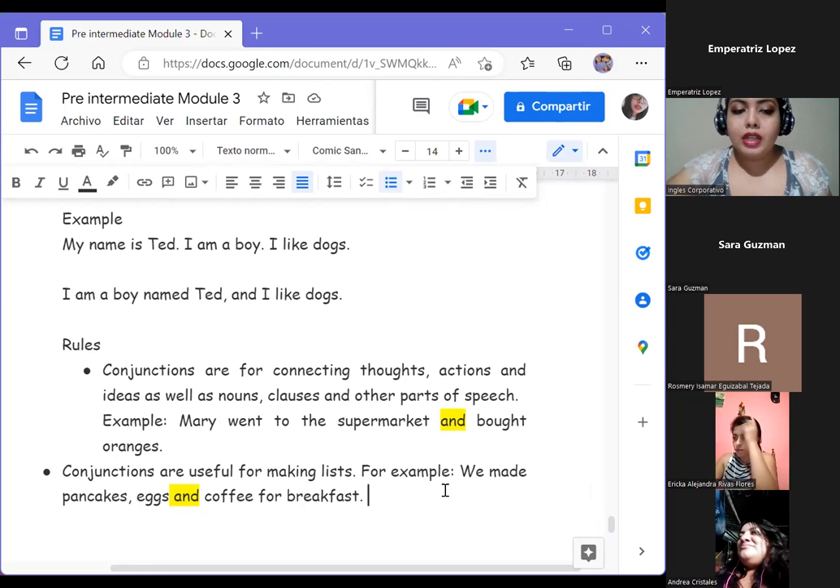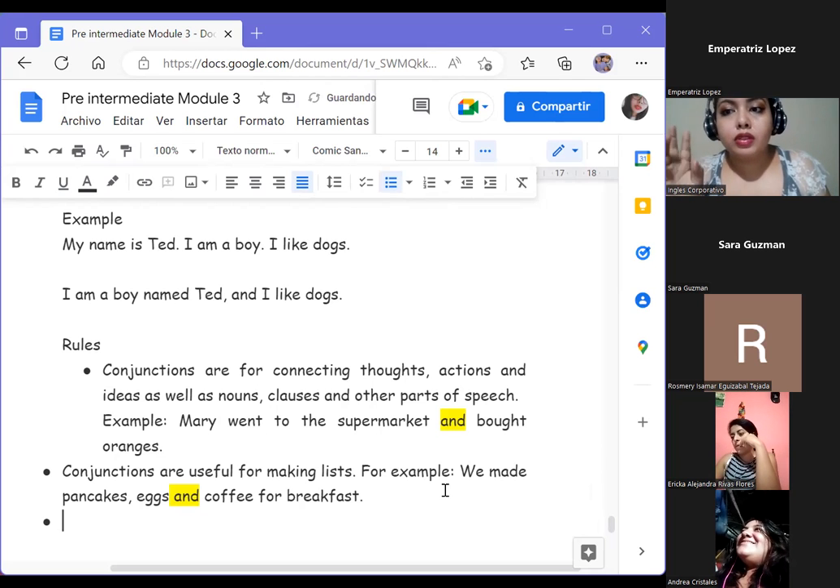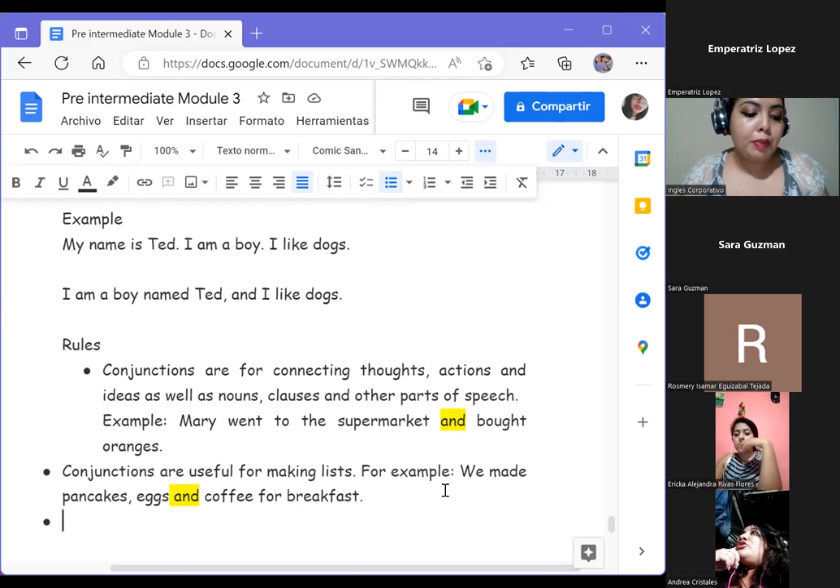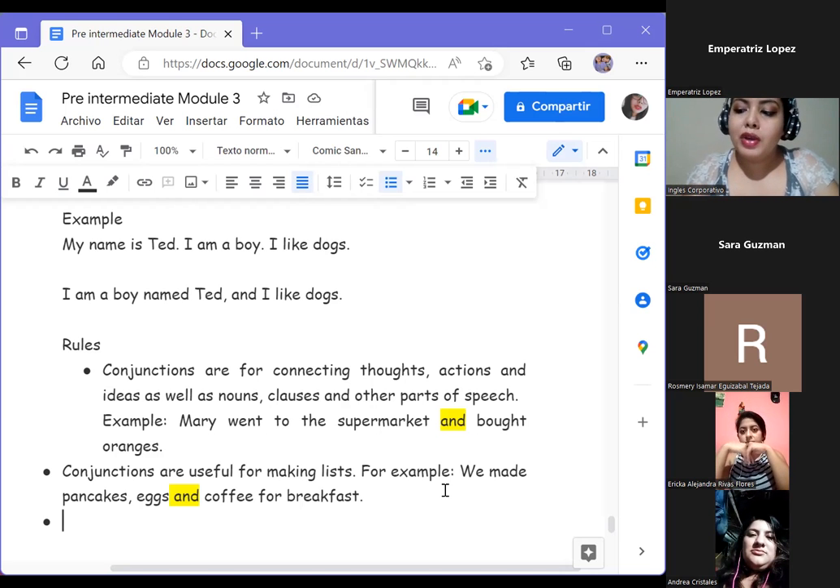Then it says the rule number three: when using conjunctions, make sure that all the parts of your sentence agree. This is, we are going to say that it's about ideas.